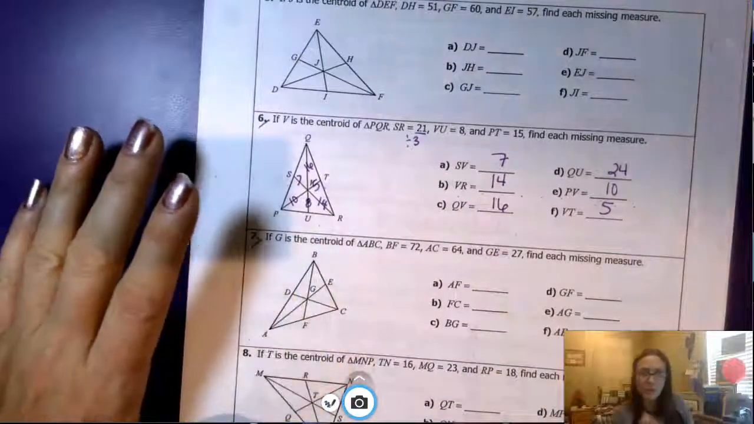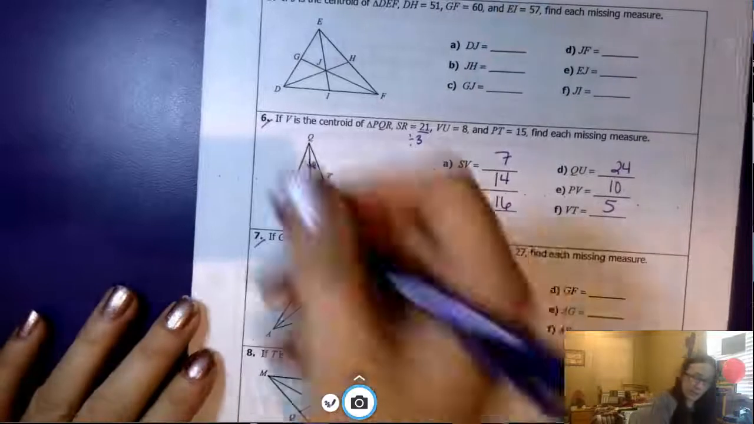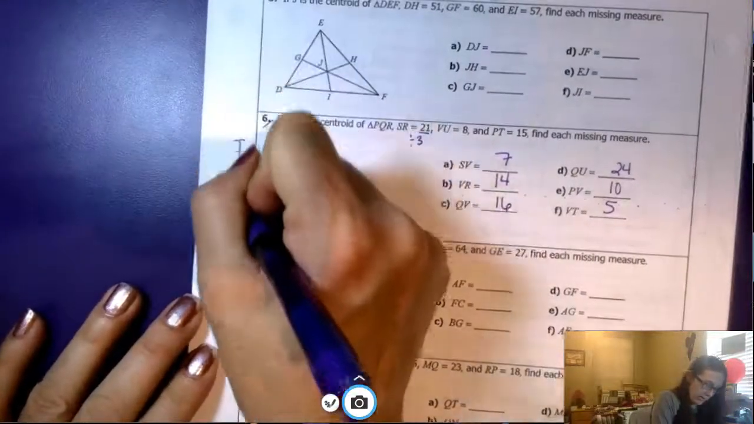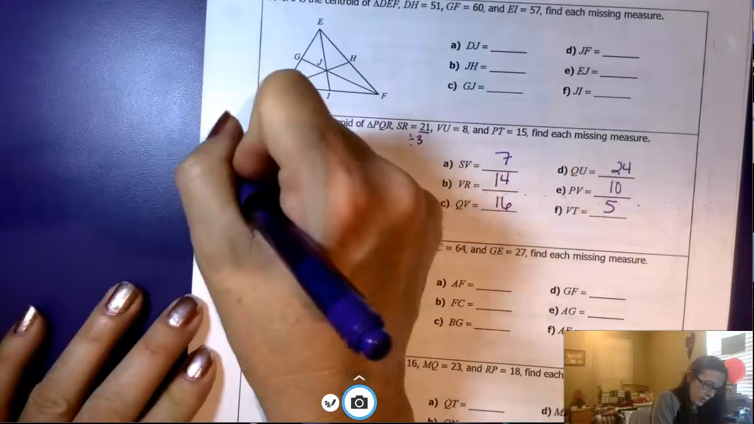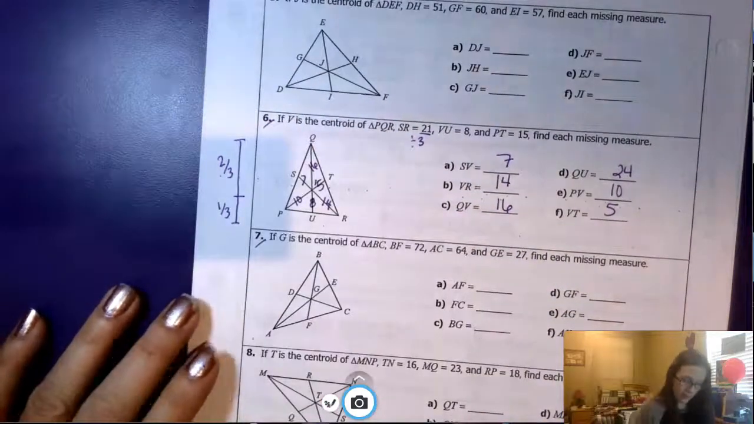So you have to remember the rule, divide by 3 or multiply by 2. What do you have? I like to also draw out to the side, so I remember 2/3 and 1/3 if I need to draw that out to the side and work it out.